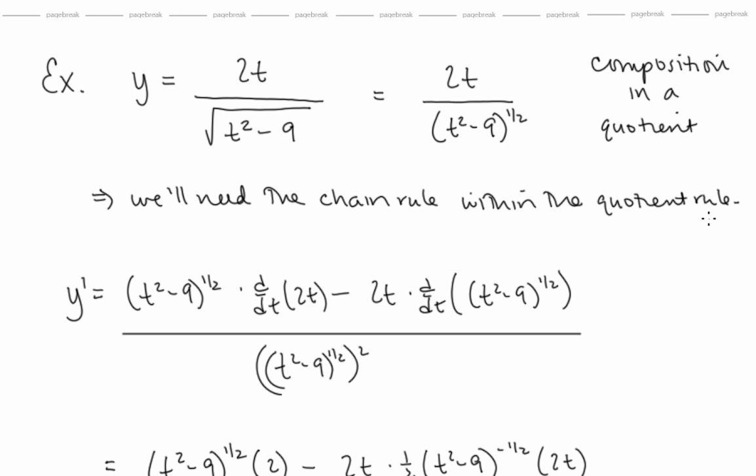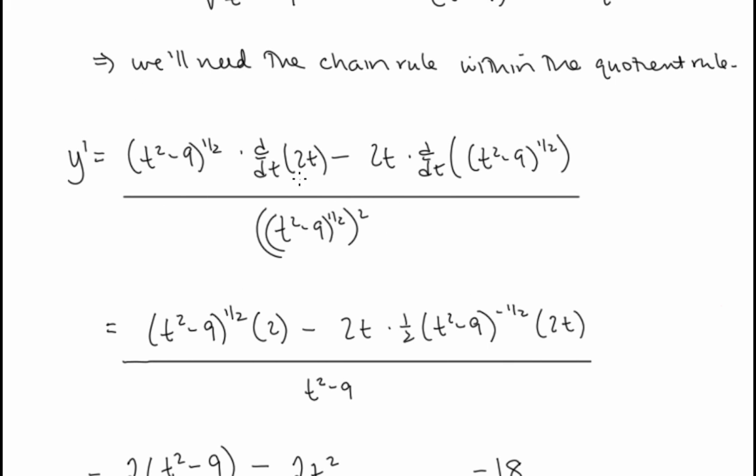And we're going to want to start then with the quotient rule. So what does the quotient rule say? It says y prime here is going to be the bottom times derivative of the top minus top times derivative of the bottom over bottom squared. So the derivative of 2t is equal to 2. And for the derivative here of t squared minus 9 to the 1/2, we're going to need to use the chain rule. And so that derivative is going to be 1/2 t squared minus 9 to the negative 1/2 multiplied by the derivative of t squared minus 9, which is 2t.